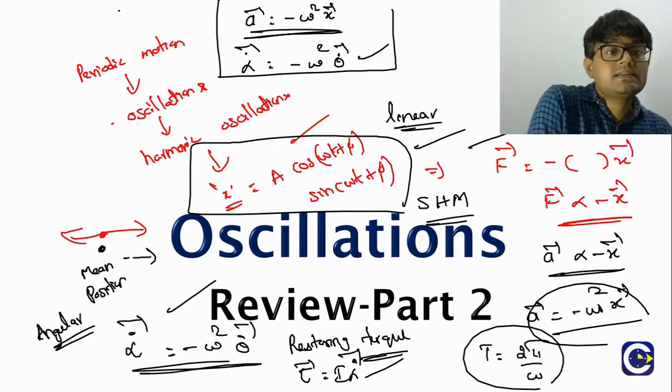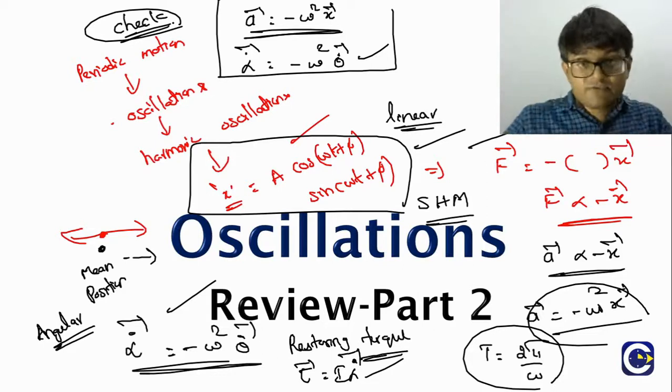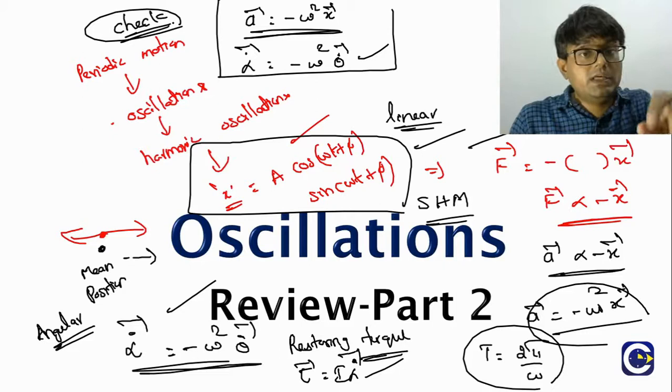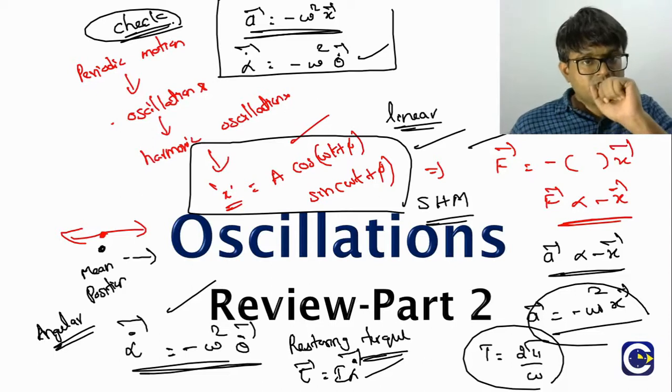So first, for the examples that we look at, we will check how they are becoming SHM. After that, remember, when we compare the given equation with the SHM equation, we are going to get the value of omega.